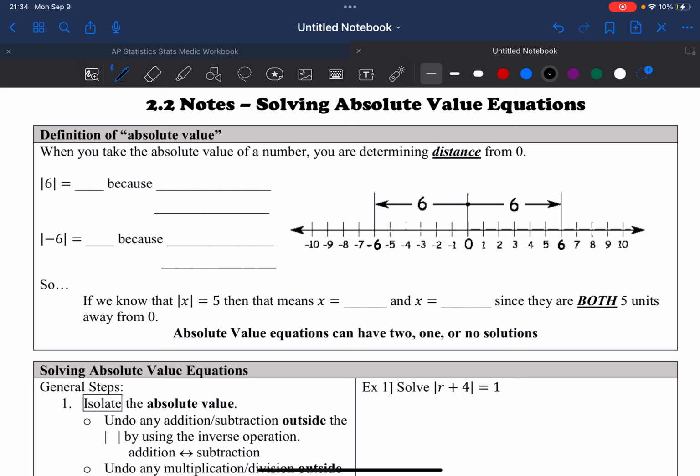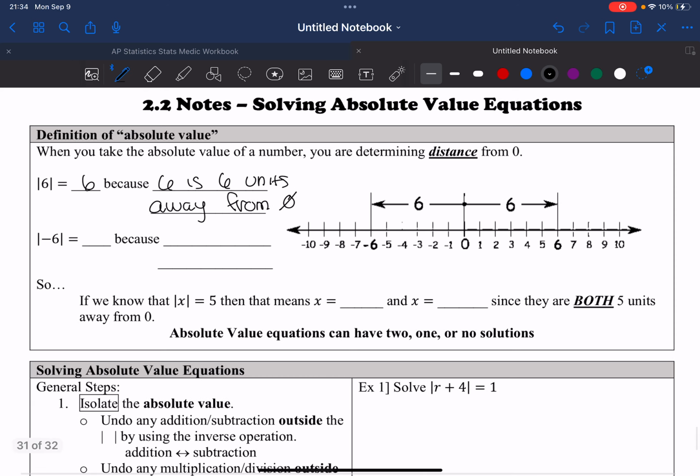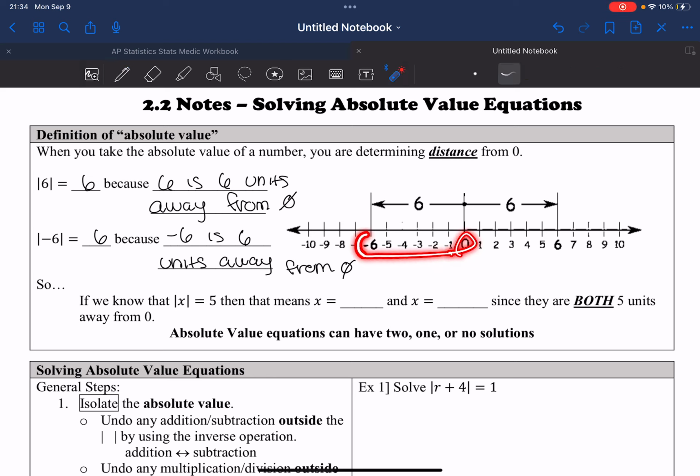So the absolute value of 6 is 6 because 6 is 6 units away from 0. The absolute value of negative 6 is equal to 6 because negative 6 is 6 units away from 0. Okay, and we can see that here. 0 to negative 6 is 6 units, and 0 to positive 6 is 6 units.